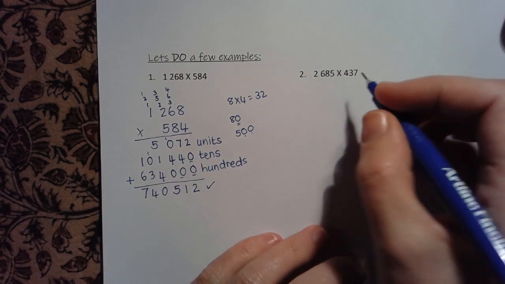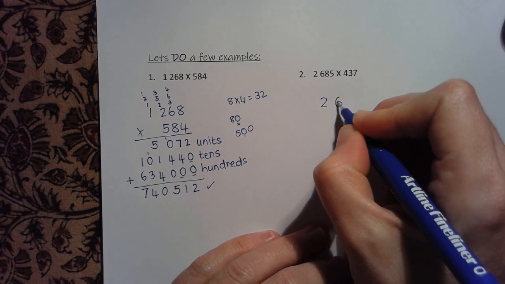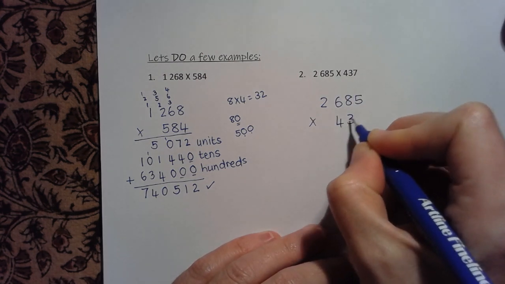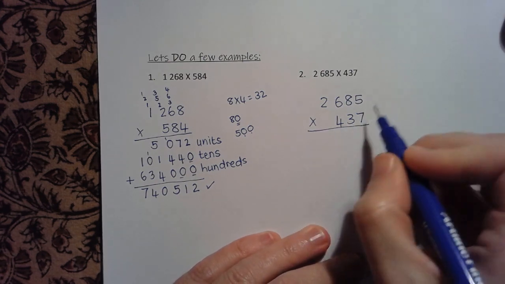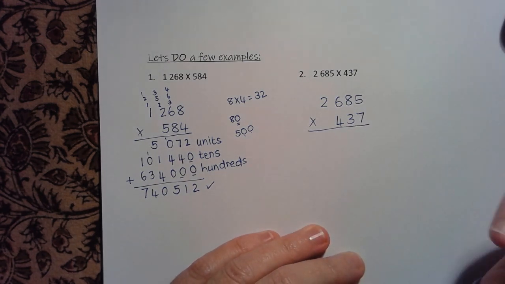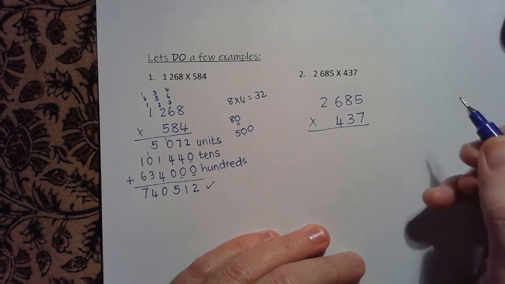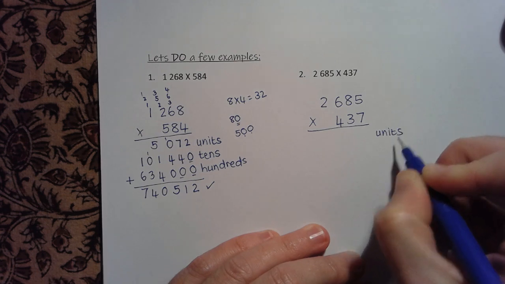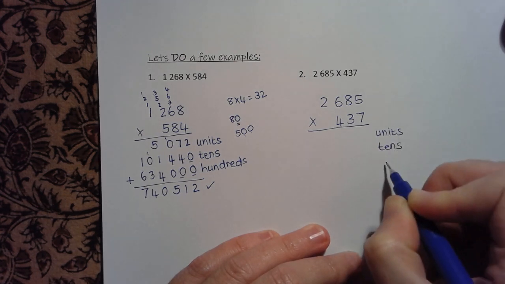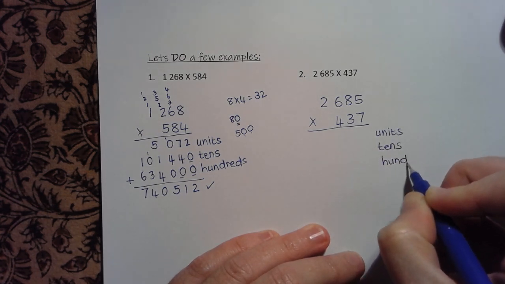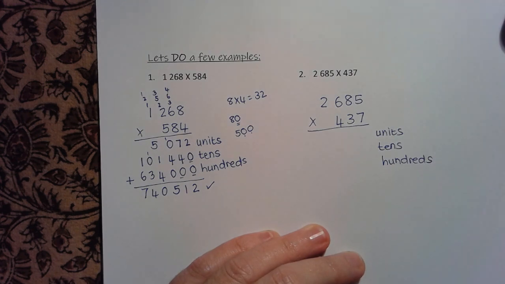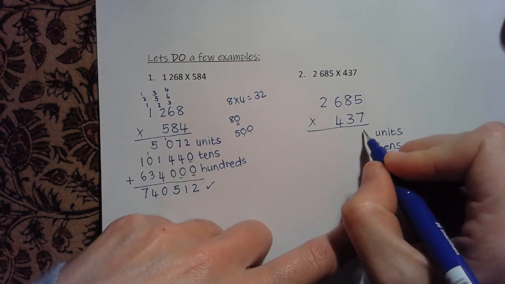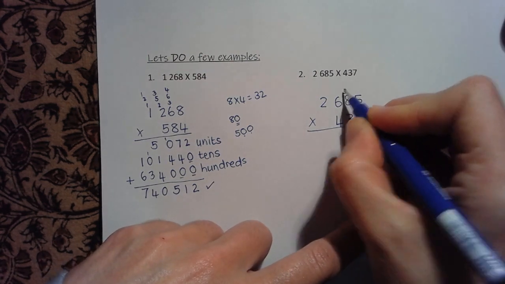Right, let's do another one. 2,685 times 437. Now remember, how many digits do you see here? We have 3. So you're going to have 3 sets of answers. So the first one will be for the units, then the tens, and then the hundreds. Okay, so we're going to start with 5 times 7 is 35.